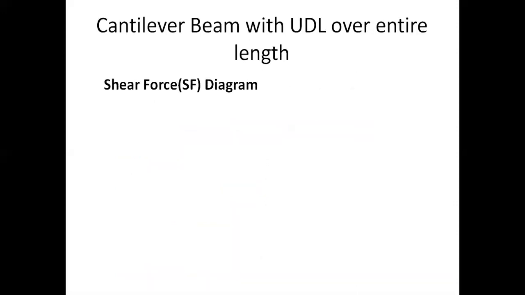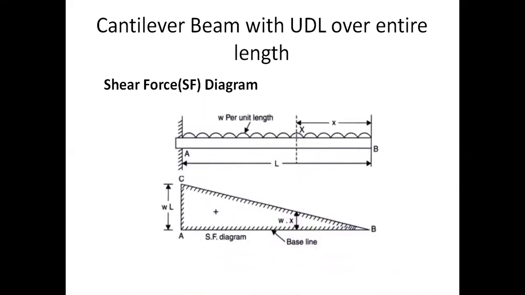Now, how will the shear force diagram be? It will be like this. For example, this is the load diagram and this is the shear force diagram. We have seen while calculating that the shear force at B is 0, shear force at X is Wx, and shear force at A is WL. And we said that it follows a straight line law.